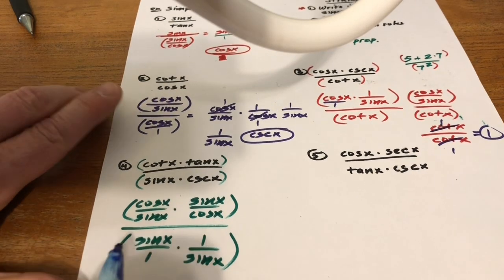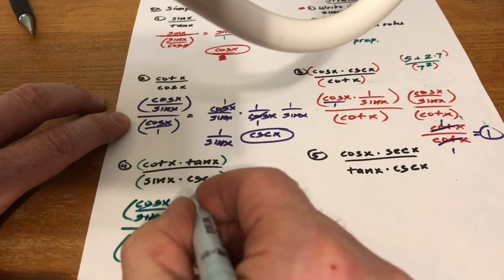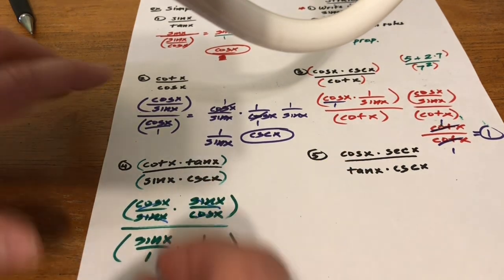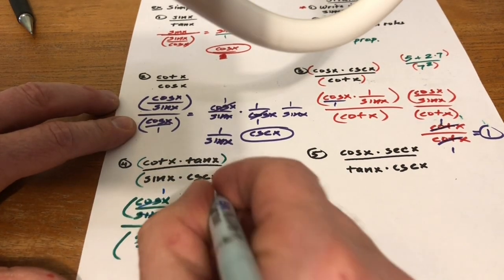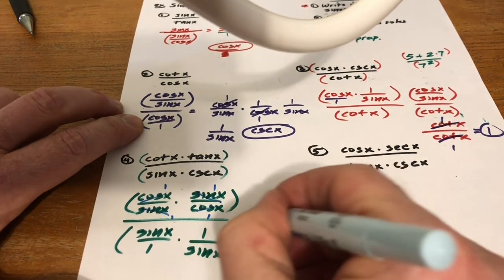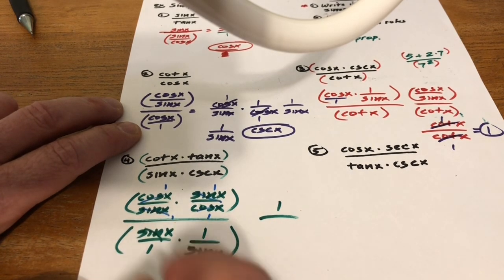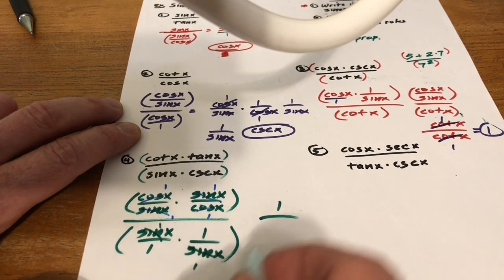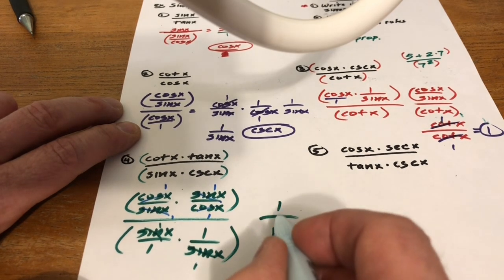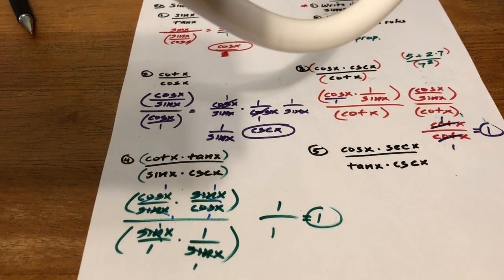All right, next step. Let's clean this up. In the numerator right here, the cosines cancel and the sines cancel. And so the whole numerator, 1 over 1, 1 over 1, just becomes a big old 1. In the denominator, the sines cancel and become 1s. The denominator is also 1. And 1 divided by 1 gives us 1. And we'll stop right there.